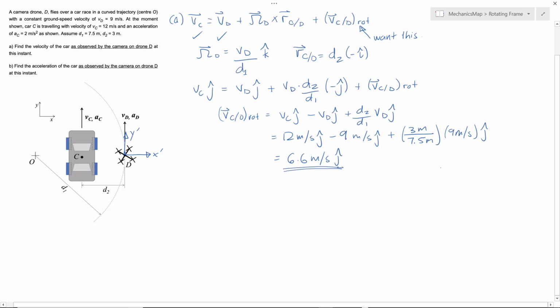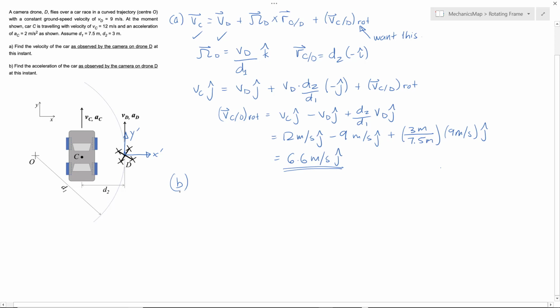So if we were viewing the film from the drone, we would see the car moving again in the J direction at 6.6 meters per second, which is actually much less than the car's actual velocity.